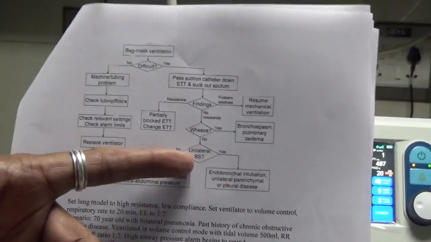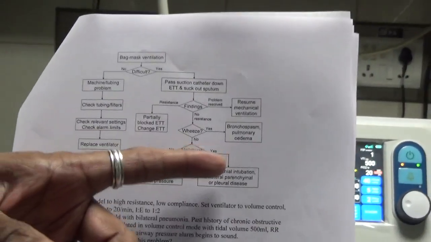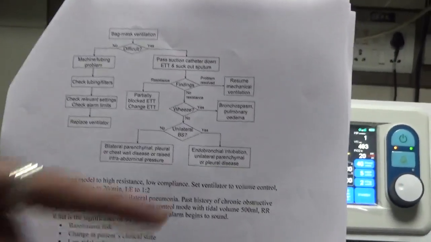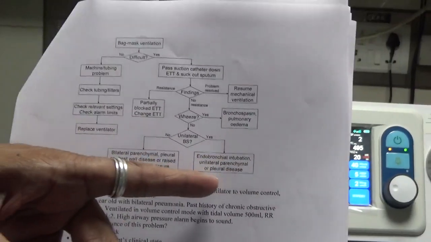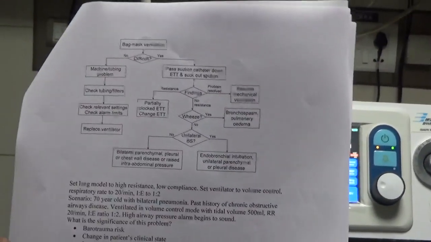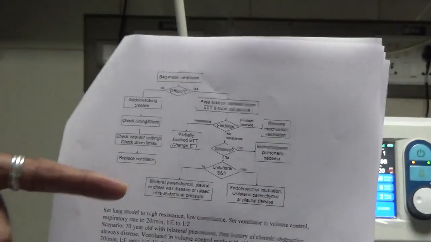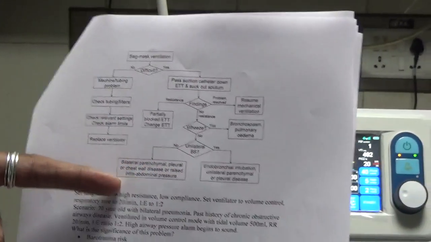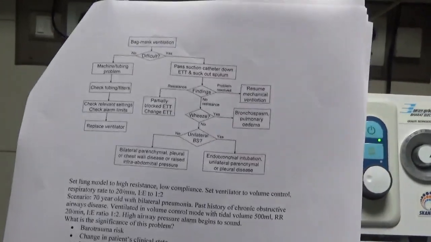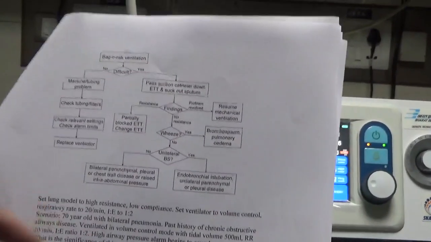If you find that there are unilateral breath sounds, then it could be that the tube has gone into one side, endobronchial intubation. It could be a unilateral parenchymal or pleural disease like collapse or pleural effusion or pneumothorax. If there is bilateral pleural, parenchymal or chest wall disease, or it could be because of raised abdominal pressure, if the breath sounds are equal.